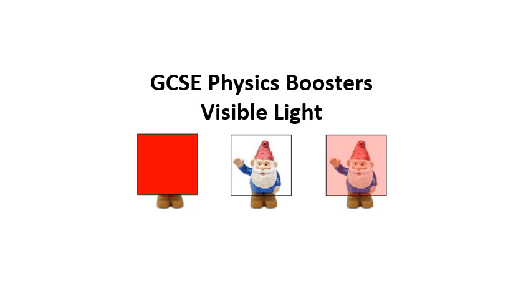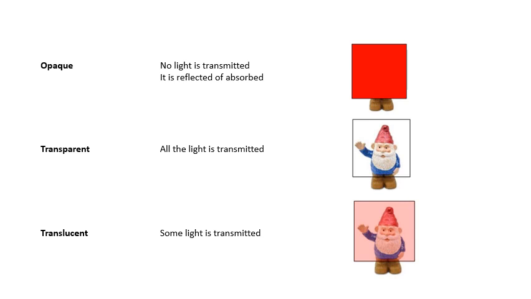GCSE Physics boosters, visible light. That's what this video is about. Now, there are three words which let's just check that you know what they mean. There's opaque, transparent, and translucent.